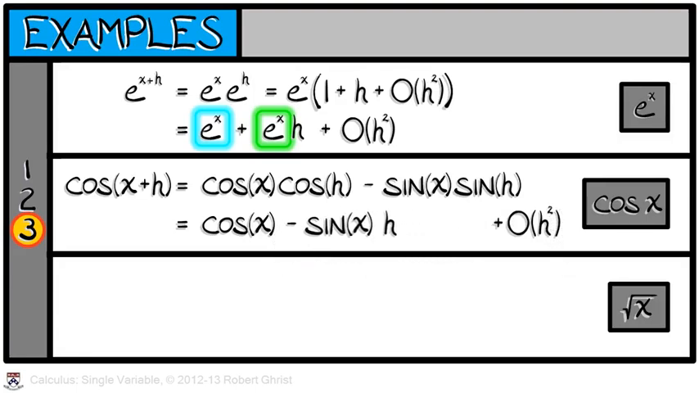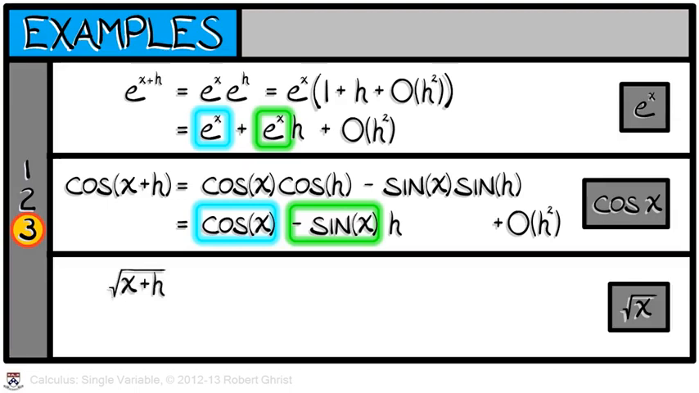Now, if we take these terms and rearrange them a little bit, we get a 0th order term of cosine of x, as we must. The first order term has as its coefficient in front of h negative sine of x, the derivative of cosine of x. For the square root, we have to simplify the square root of x plus h.